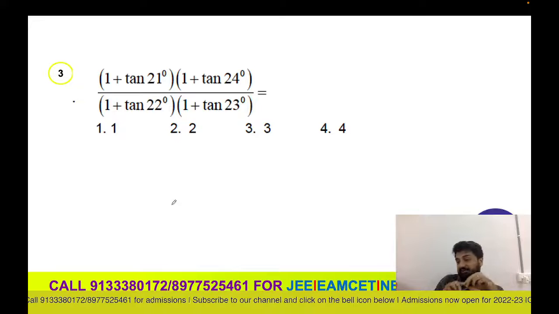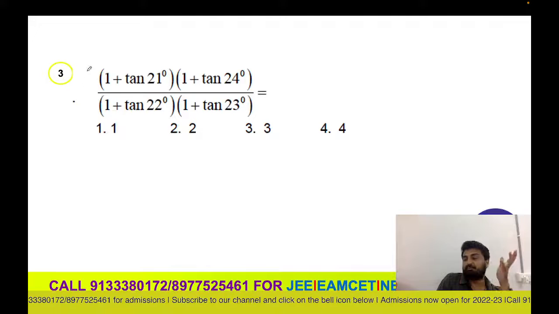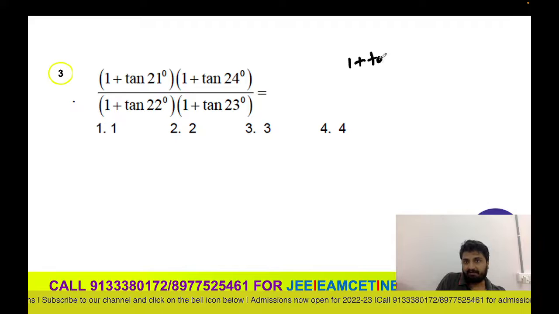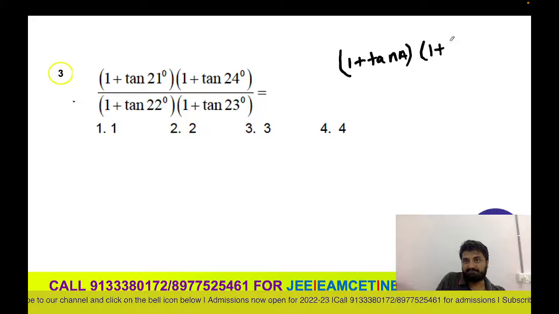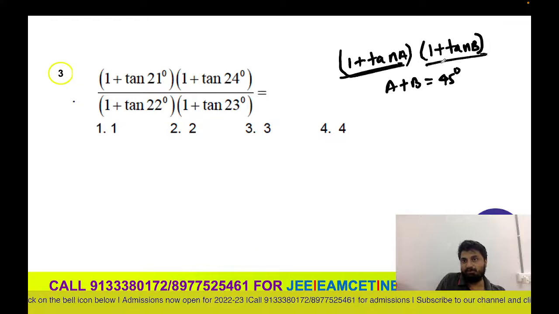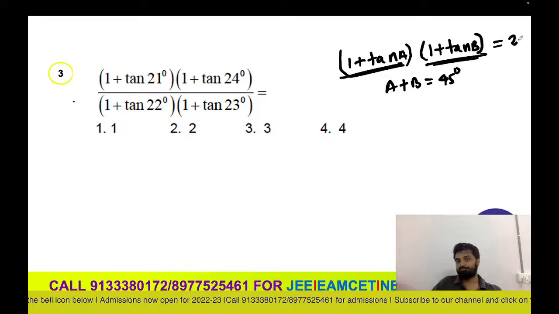Now coming to the third question, this is again a classic question in trigonometry. (1 plus tan 21) into (1 plus tan 24) equals (1 plus tan 22) into (1 plus tan 23). Whenever we have a question like this, I'll tell you a shortcut now. If you have (1 plus tan A) into (1 plus tan B), and if A plus B equals 45 degrees, this value is nothing but 2.